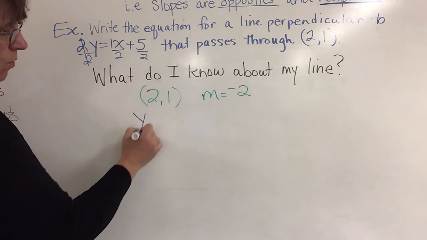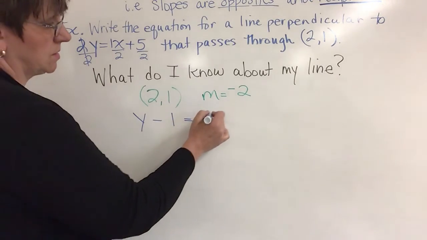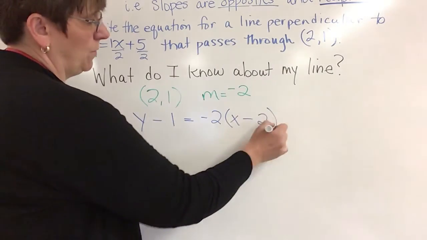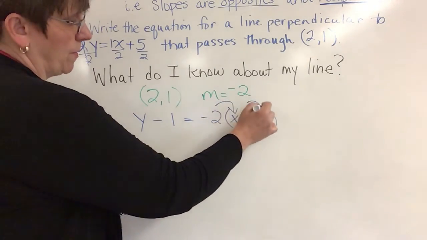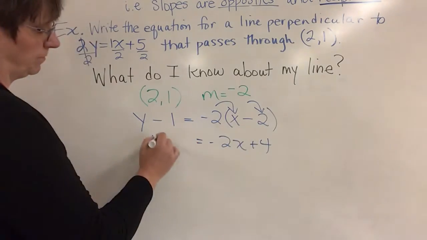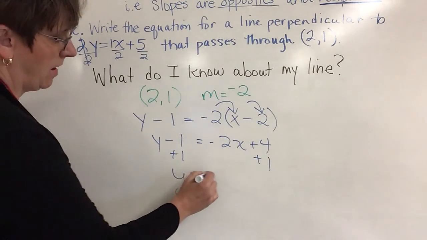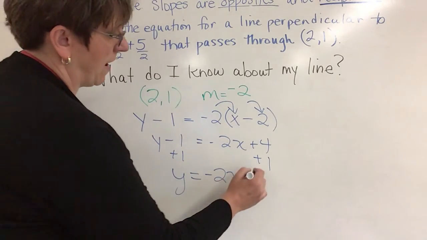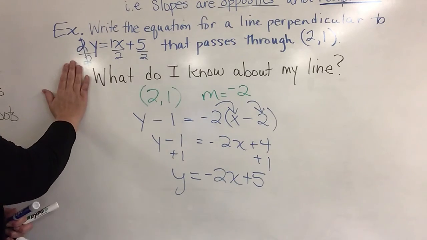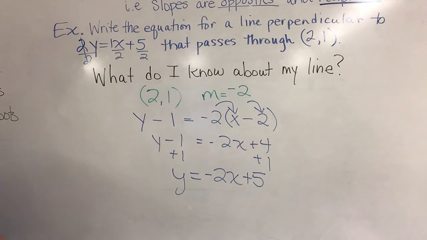I can go to point-slope form. y minus the y value from my point, which is 1, equals the slope times x minus the x value from my point, which is 2. Distribute the slope, negative 2x plus 4. Add 1 to both sides, and I get y equals negative 2x plus 5 for the equation of the line that would be perpendicular to what we had originally, which is now y equals 1/2 x plus 5/2.